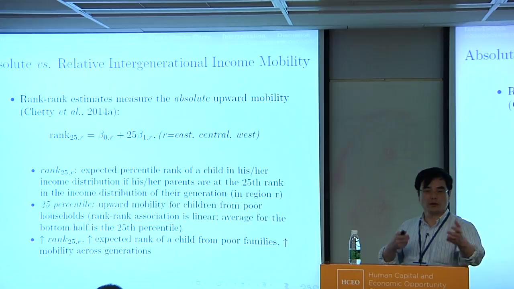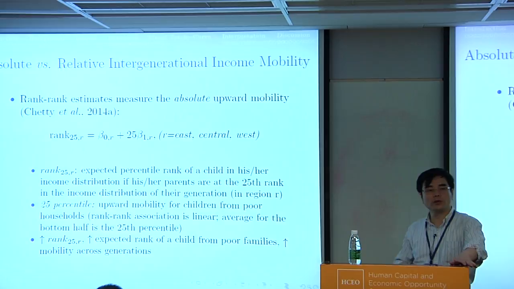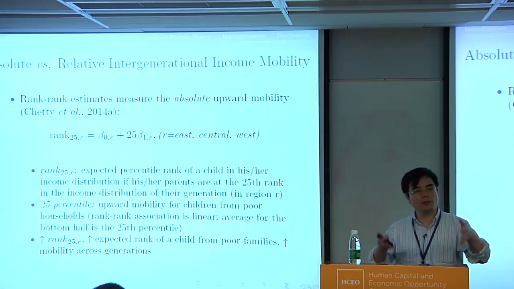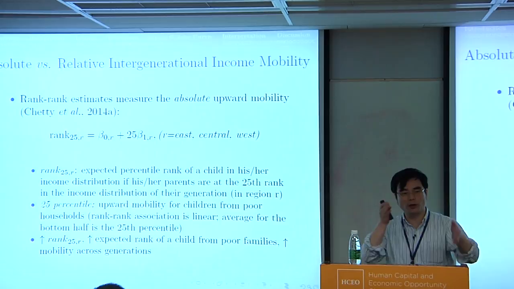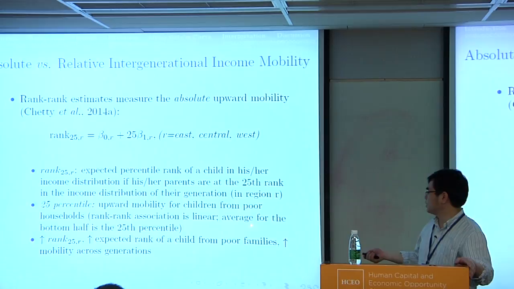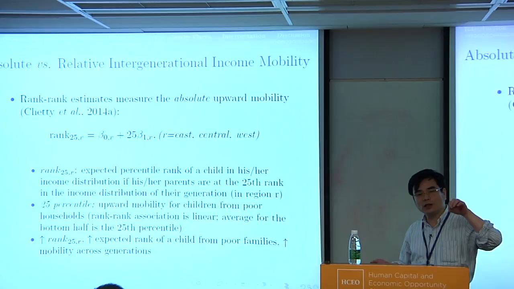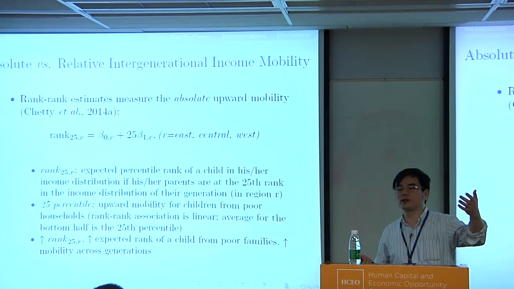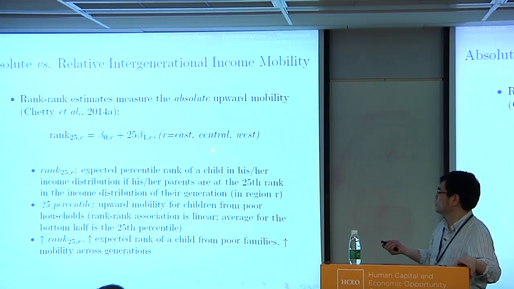Now why would this be a good measure? Because we know the rank relationship is very much linear, and the 25th percentile is the average for the bottom half of the population. If you split 50-50, the median of the lowest half is 25. So we are looking at the average person in the poor group, and how they perform. If it's 36, then we know they are moving up from 25 to 36. If it's 50, we know they are moving from 25 to 50, and so on and so forth. So this explains this measure.